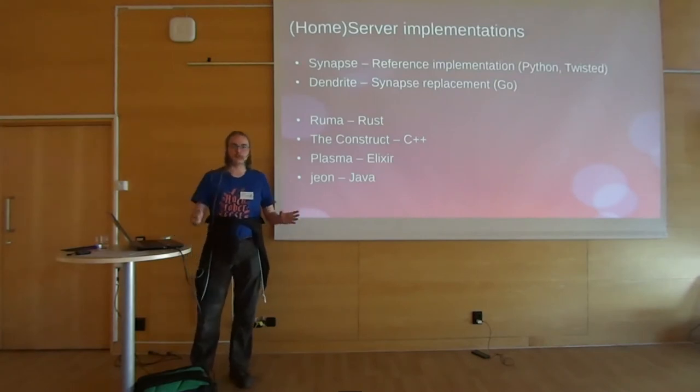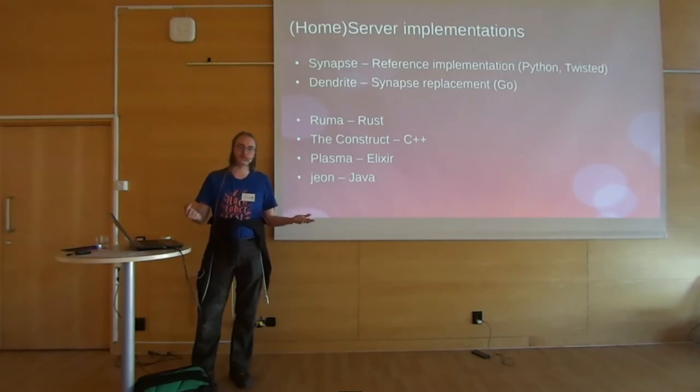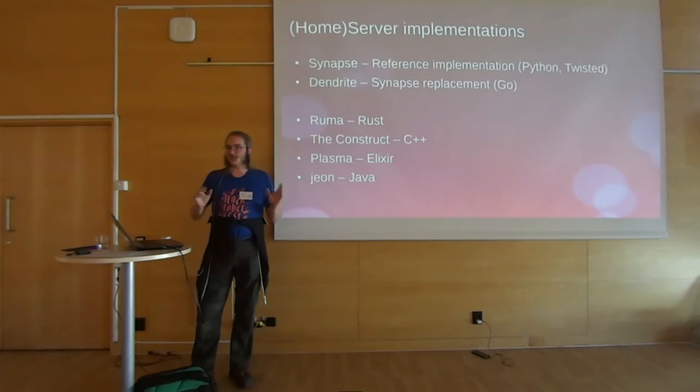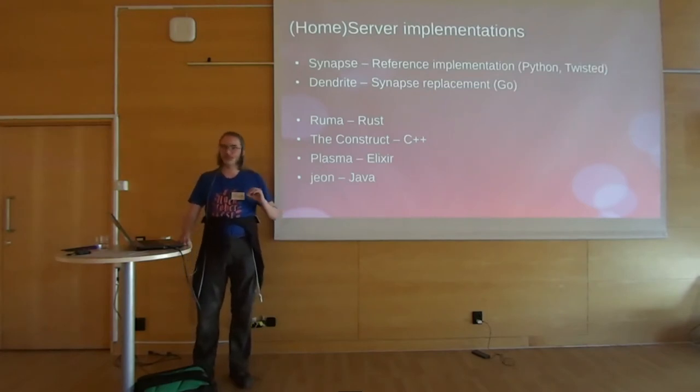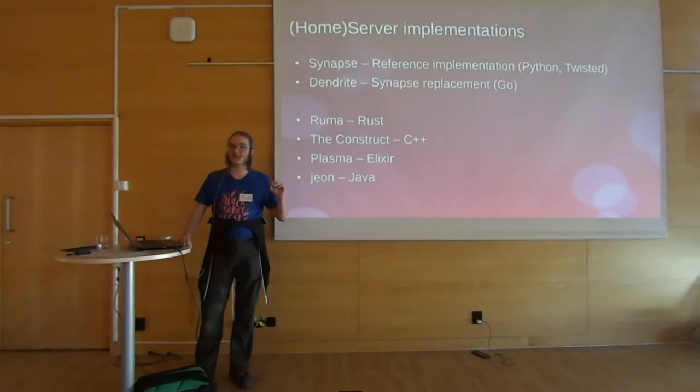Matrix is built on home servers because it's a federated protocol. Every user is technically supposed to host their own home server, but that's not really viable in many cases. Still, the semantic is that every server is a home server designed to be run in your home. The reference implementation currently is Synapse. It's built in Python Twisted. It's actually Python 3 nowadays. They've deprecated Python 2, but 1.0 will be released with Python 2 support still.